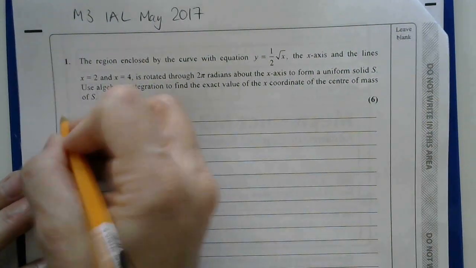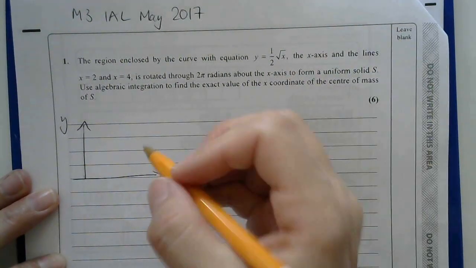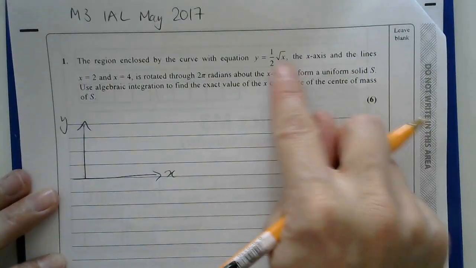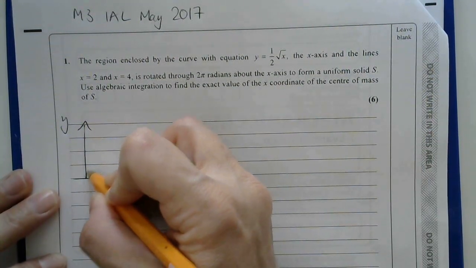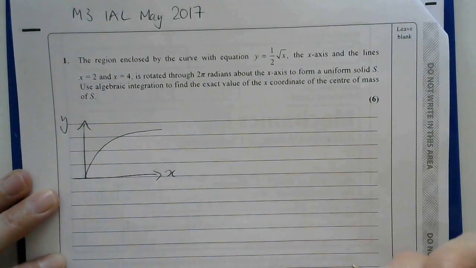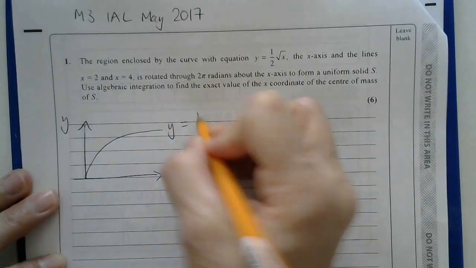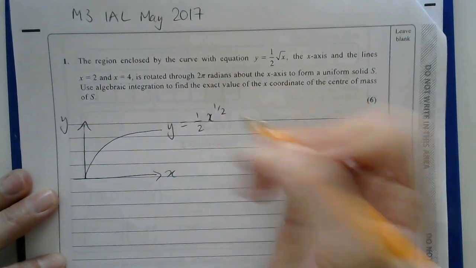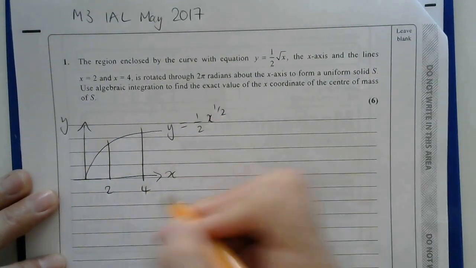So if I just draw myself a quick sketch, here's y, here's x, and this graph will be similar to the inverse of x squared. So it will look something like this. I also have the lines, so this is half x to the half, x equals 2 and x equals 4.